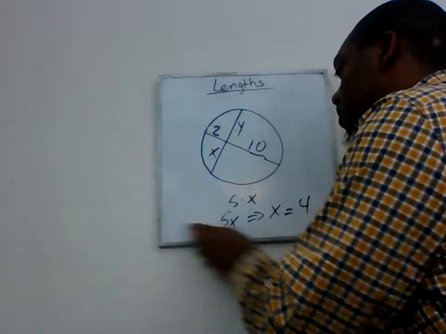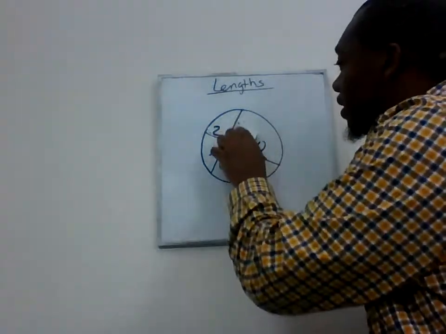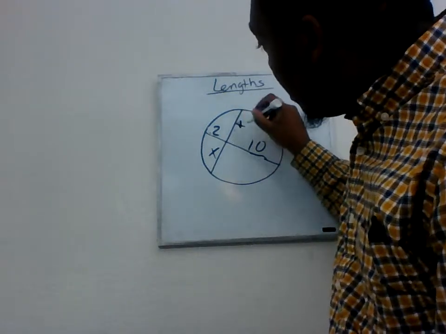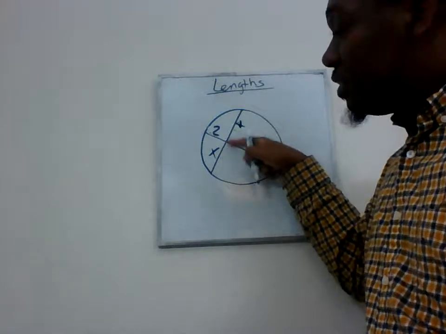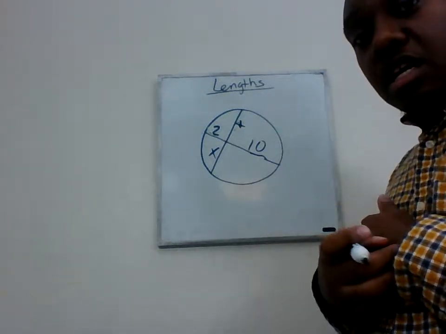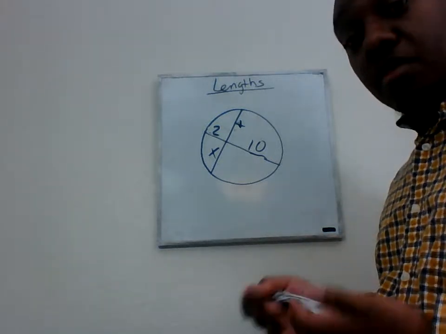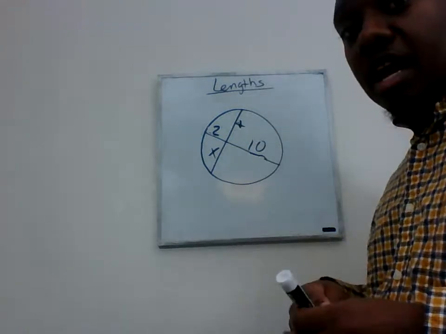So let's do one more example of this, just because it's fun. Let's say I know that, for some reason, this chord split this one in half. So this is x and that's x. You may say, well, you just told me if I have two unknowns, I can't solve it. We don't have two unknowns, we only have one, because these values are the same.